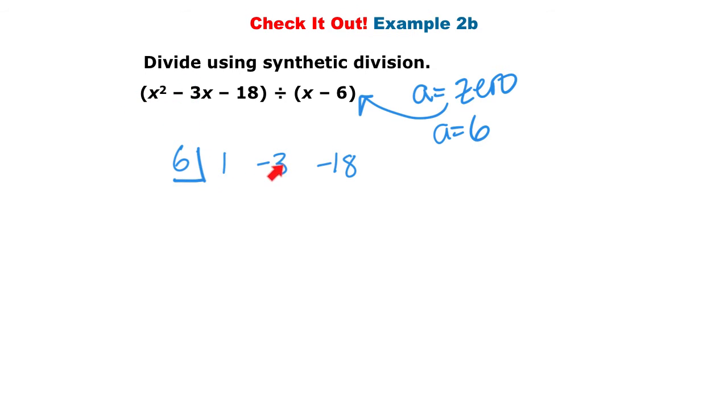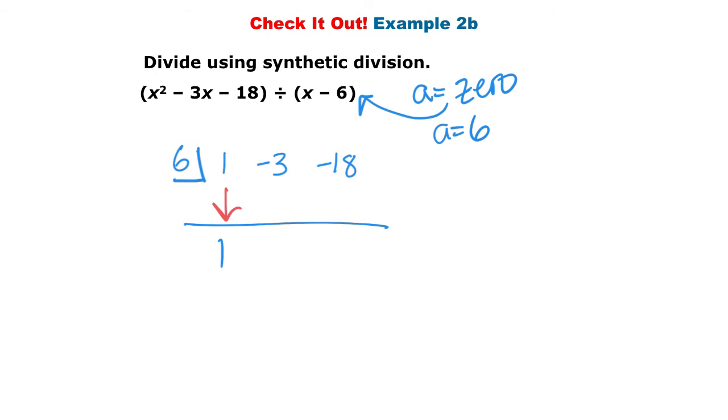Negative 3 in front of x, so I have negative 3, and then negative 18 down here. These do have to be in order of greatest exponent to least. And I leave a little space down here and draw my line. First step is to just bring down your first number.